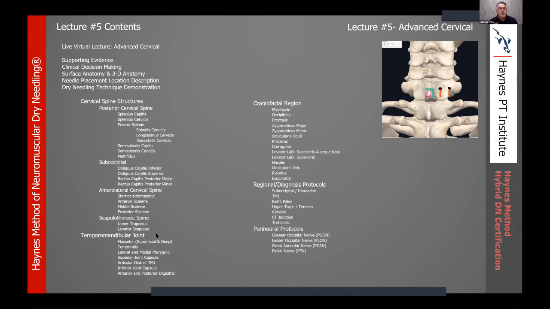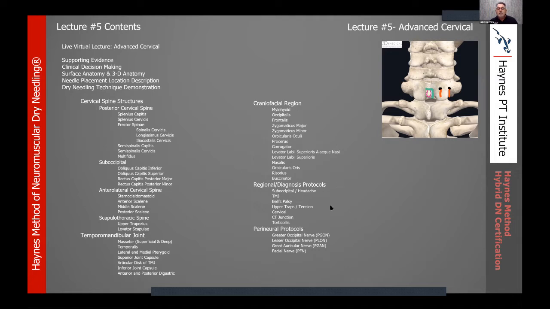We'll move into the temporomandibular joint, the muscles of mastication, the masseter, temporalis, the pterygoids, the anterior and posterior digastric, and then the superior and inferior joint capsule and the articular disc itself. Then we'll move over to the craniofacial region. We won't needle this very frequently, but when we do, the most common that I've worked with is in Bell's palsy. It can be helpful in restoring some of that motor function to those muscles of facial expression innervated by the facial nerve. So we'll look at those.